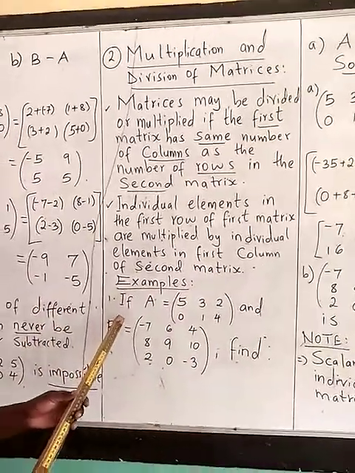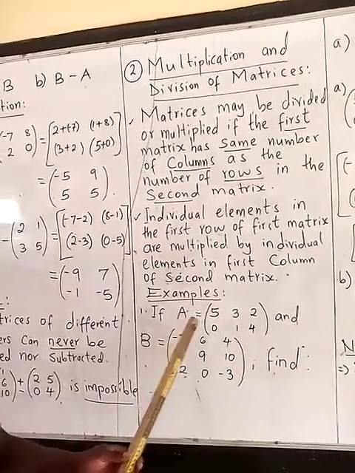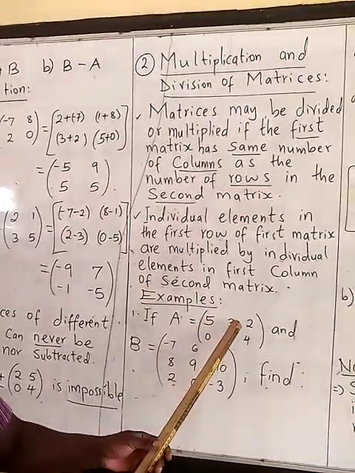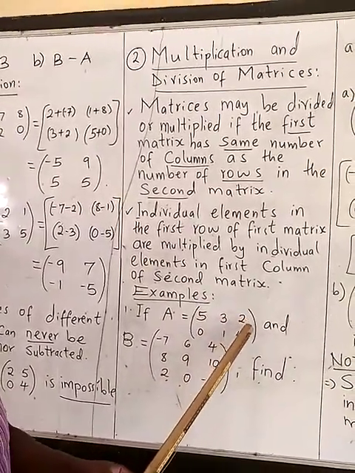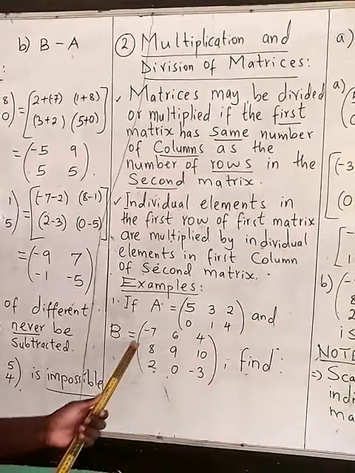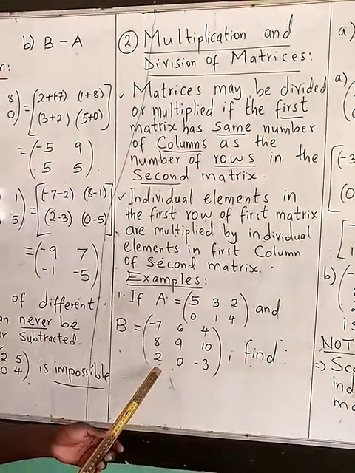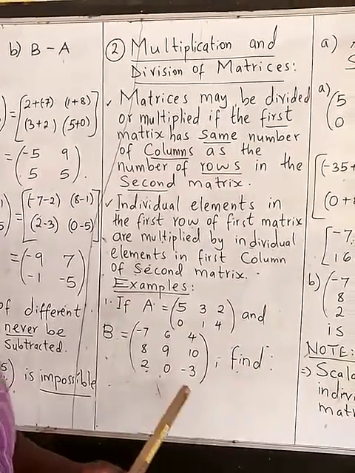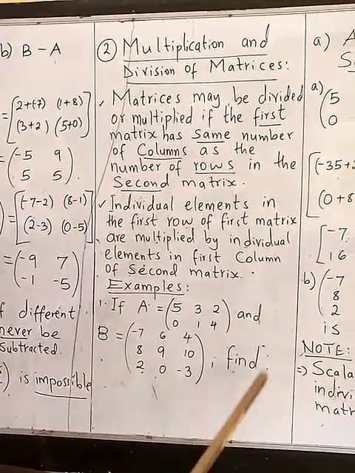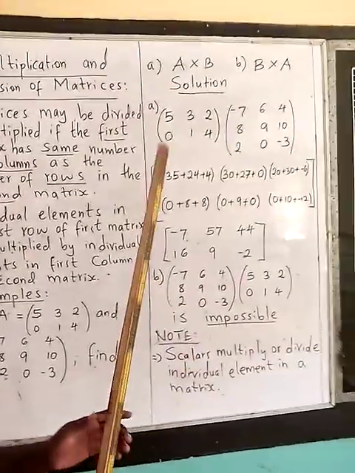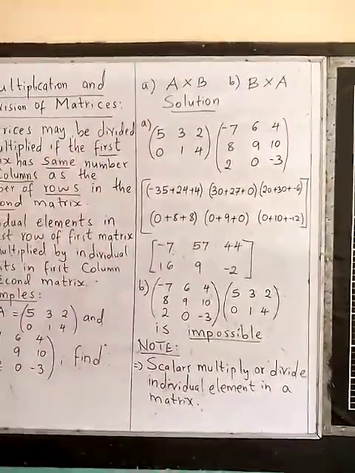Example, given that matrix A is 5, 0, 3, 1, 2, 4, and B is negative 7, 6, 4, 8, 9, 10, 2, 0, negative 3. Now we are being asked to find matrix A times matrix B.